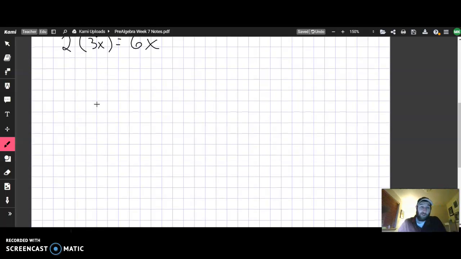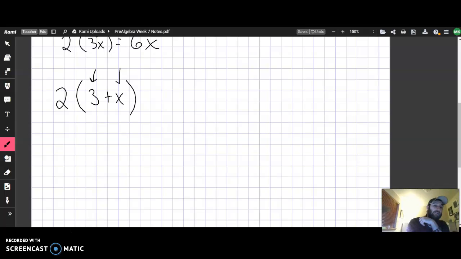Now, let's look at a layer where they're not being multiplied. Let's say we have 2 being multiplied by 3 plus x instead. Notice how that changes our problem completely. We no longer have 3 x's. We now have 1 x and 3 of something else. So we have 3 of something else, 1 x, 3 of something else, 1 x.